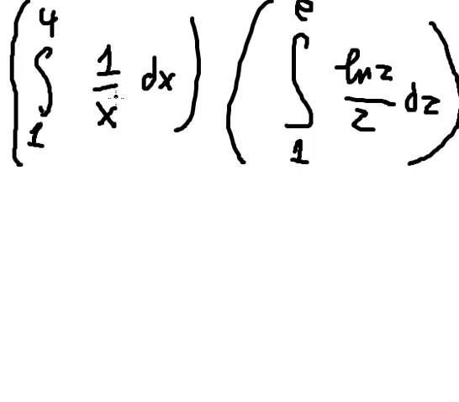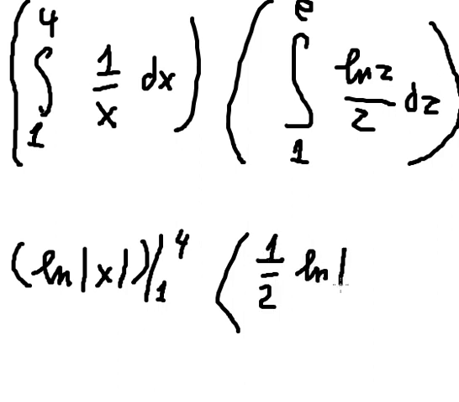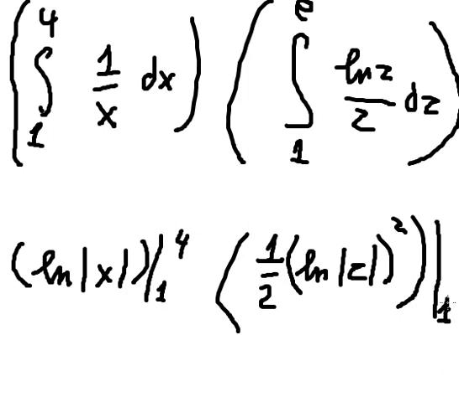So the integration of this one, we have ln of the absolute value of s, and then we put the bounds from number 1 to number 4. The integration of this one, that is about 1 over 2 ln of the absolute value of z, everything to the power of 2. So we put the bounds from number 1 to e to the power of 2.